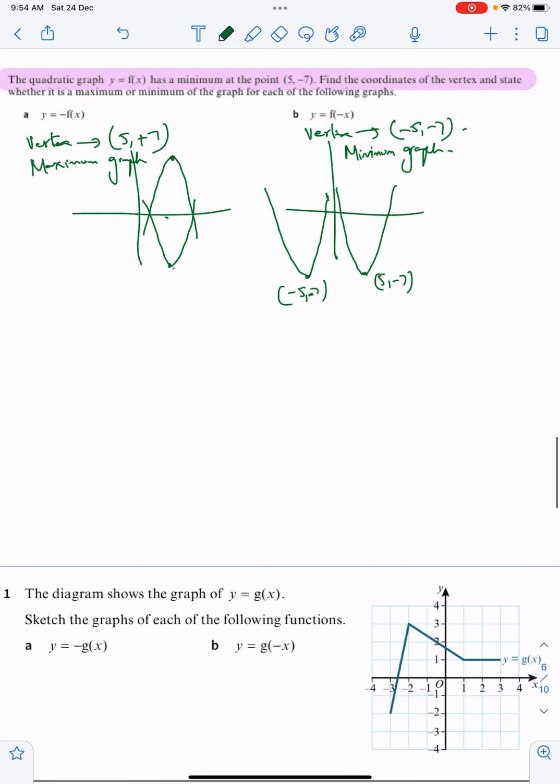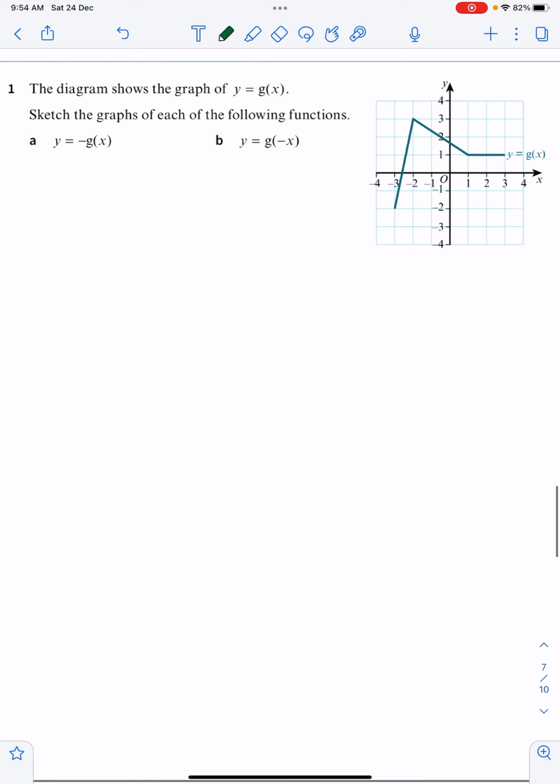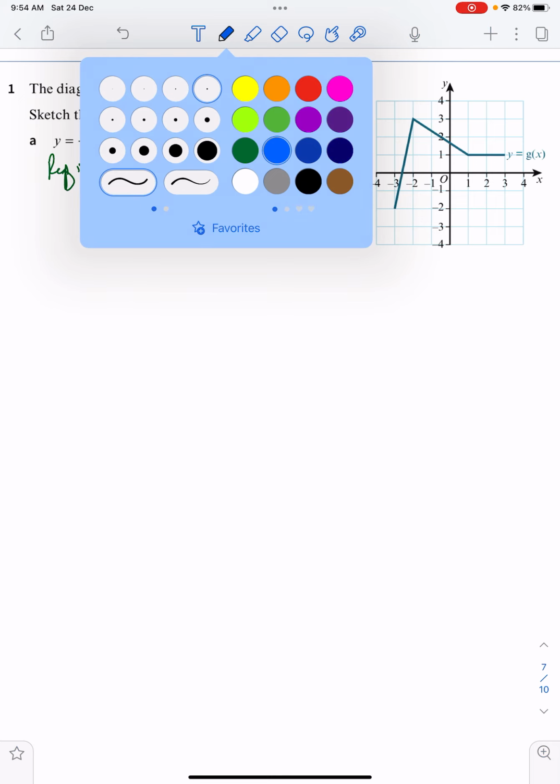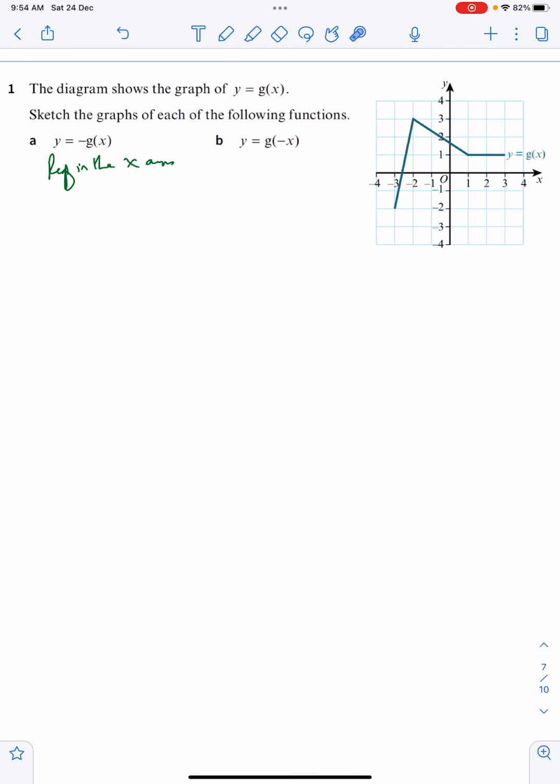Okay, moving on to question number 1 here. The diagram shows the graph of y = g(x). State the graph of each of the following functions. Negative g(x) meaning reflection in the x-axis. So if you have to reflect it in the x-axis, what we are going to do here is, whatever is the distance from the x-axis, this point is 1 unit up, so go 1 unit down and mark the points. Okay, 1 unit down for this one.